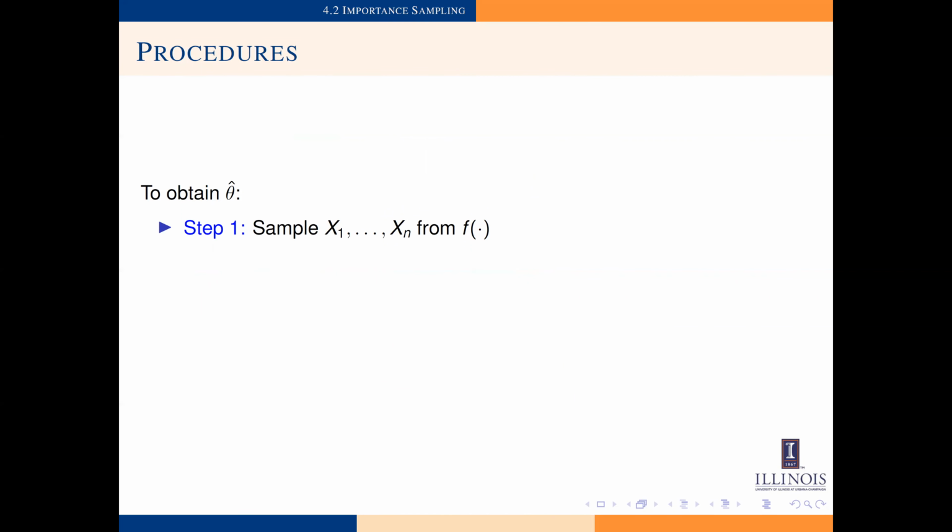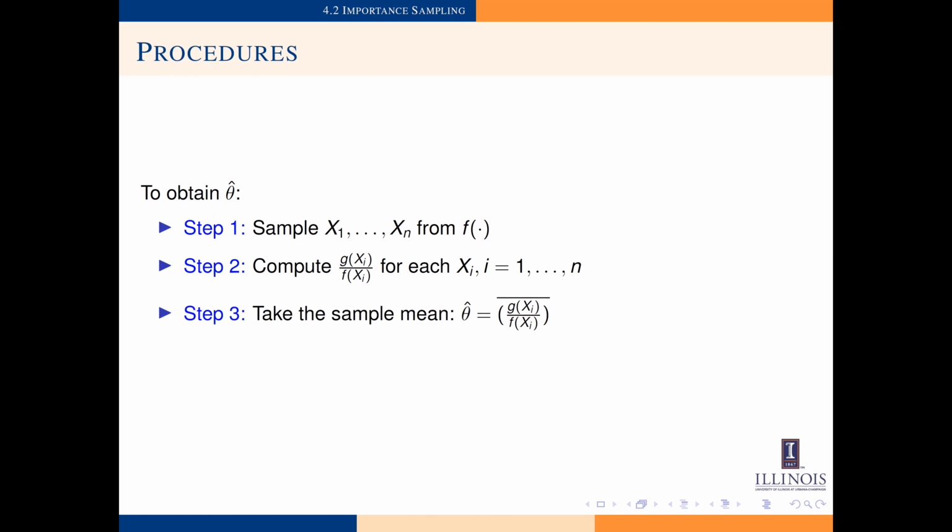So here are the explicit procedures for obtaining theta hat. The first step is to sample x1 all the way up to xn from the distribution f. Next, we want to compute g of xi divided by f of xi for each of the xi's, i between 1 and n. In the third step, we want to take the sample mean of what we obtained from step 2. And that will give us theta hat, which is equal to the sample mean of these g divided by f's.